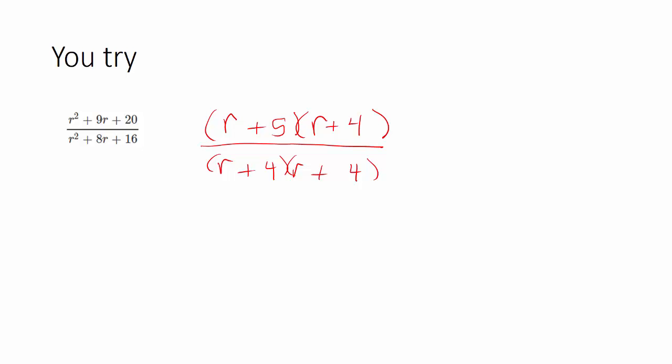Now I can see that I have one pair of expressions, r plus 4 can be divided by itself to get us the whole number 1. And so all we're left with is r plus 5 over r plus 4.